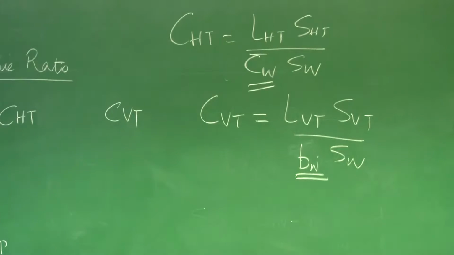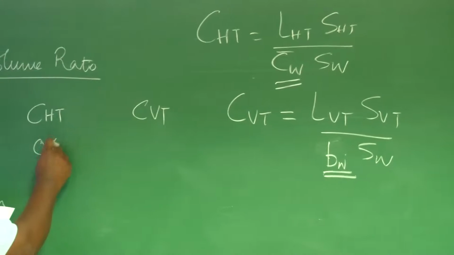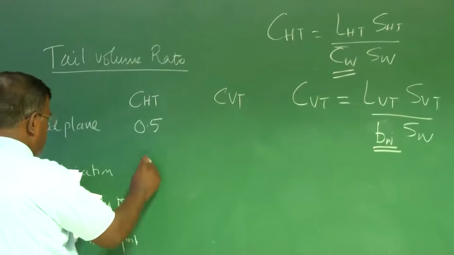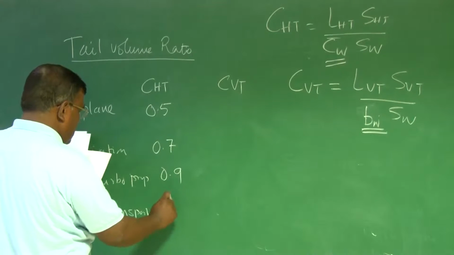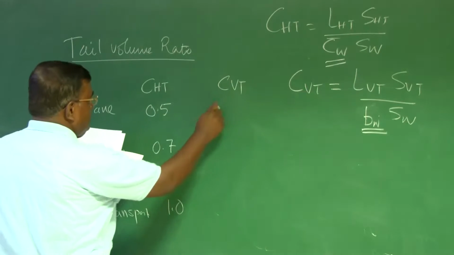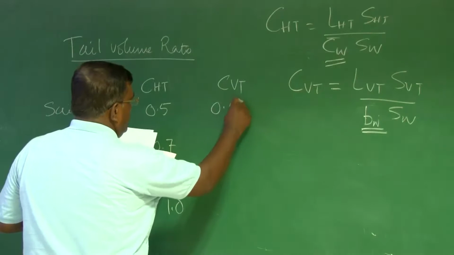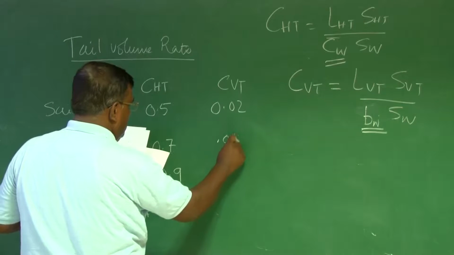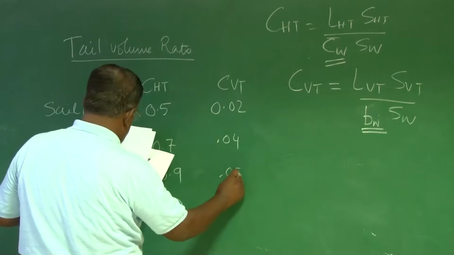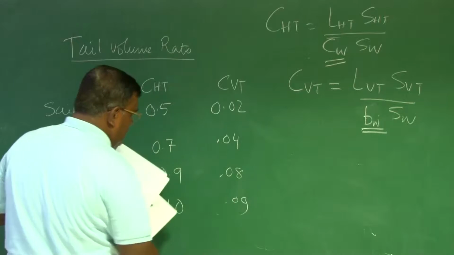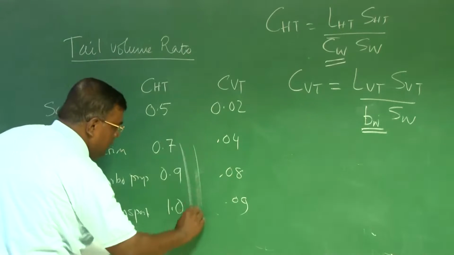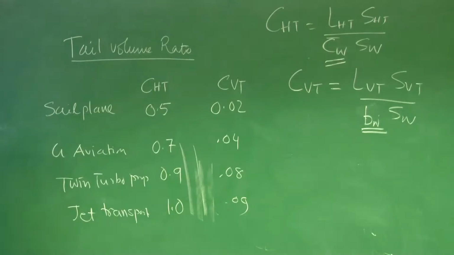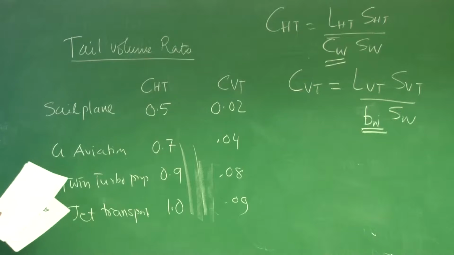Right. So these values are around 0.5 for sailplane, 0.7 for general aviation, twin turboprop 0.9 and 1.0, and for the vertical tail, 0.02, 0.04, 0.08, 0.09. These are conservative numbers, especially here. These are on the conservative side. Okay. But at a conceptual stage, you use that.